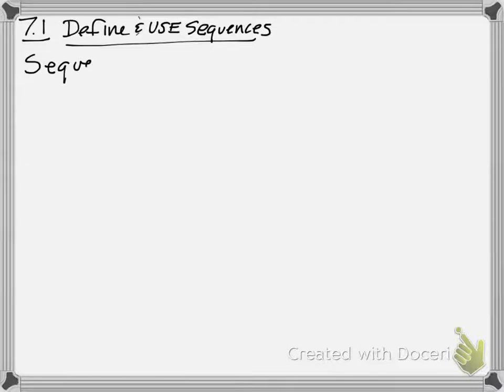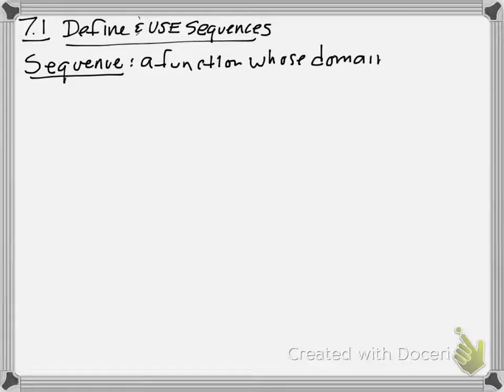So a sequence, first of all, is a function whose domain, and if you recall, a domain is the set of inputs, right? This is what you're allowed to plug into a function. So it's a domain whose inputs is the set of consecutive integers.